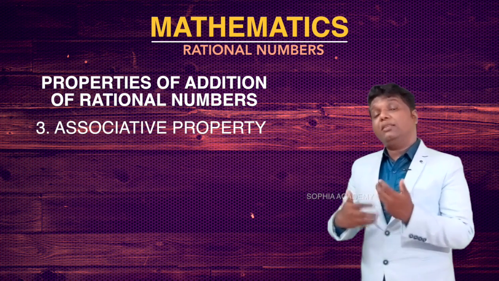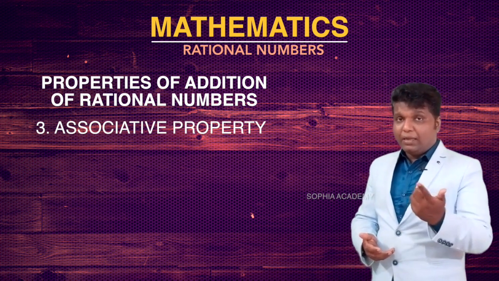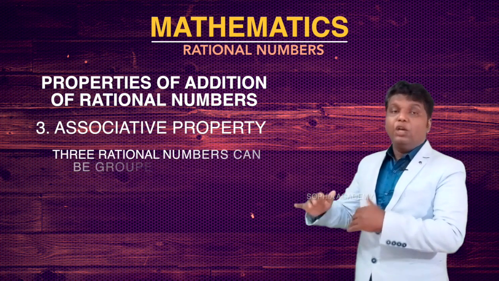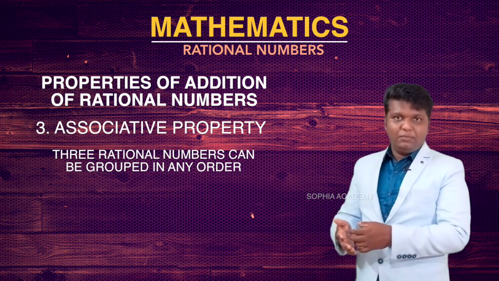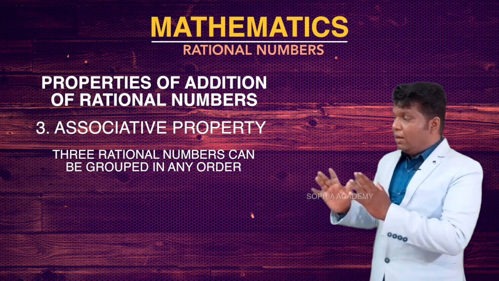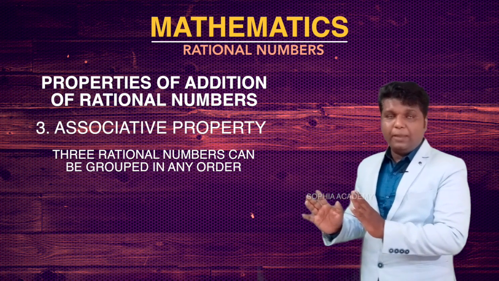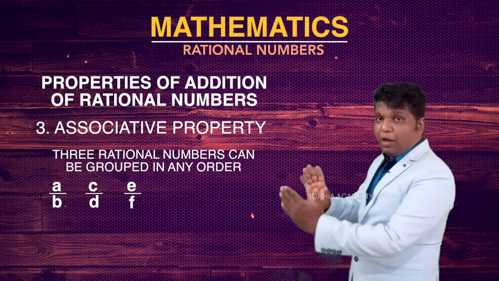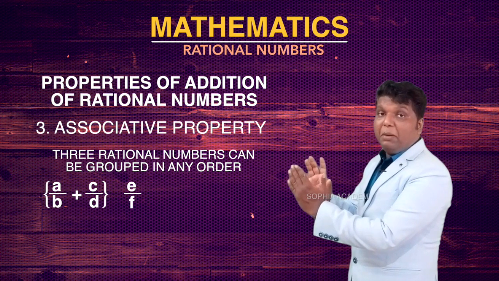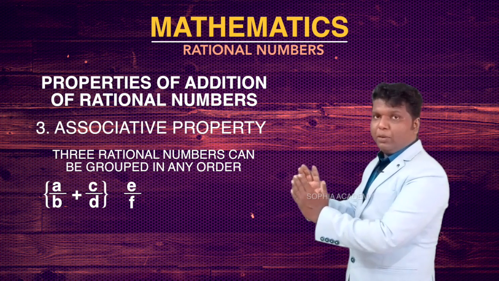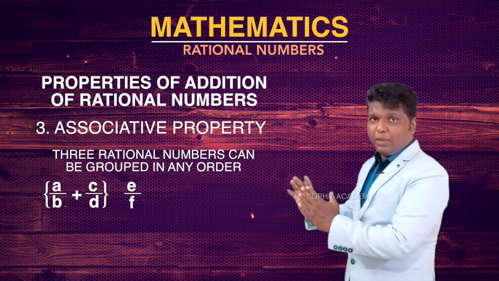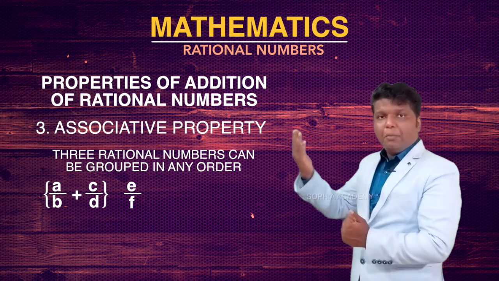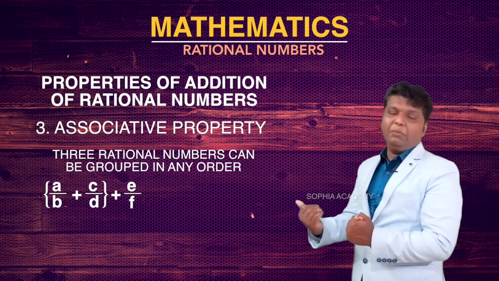If you're taking any three rational numbers, as we mentioned about the commutative property, same thing, you can change the order. That means if there are three rational numbers, a by b, c by d and e by f, first of all, you can group a by b and c by d together, add them, find the solution of that one, thereafter, using the solution, add it with e by f.